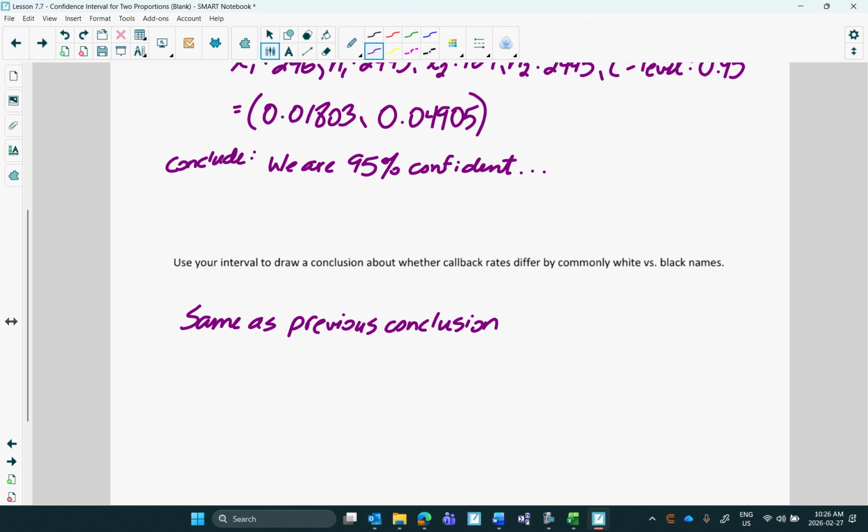Really, the big thing to remember here is in the plan under the large counts condition. That's what you have to watch out for. Whereas before we only had to calculate 2 counts, now we have to calculate 4 counts because we have 2 groups.